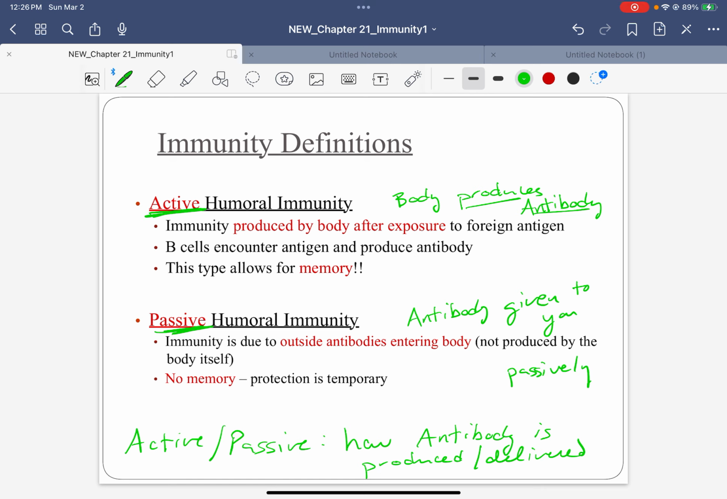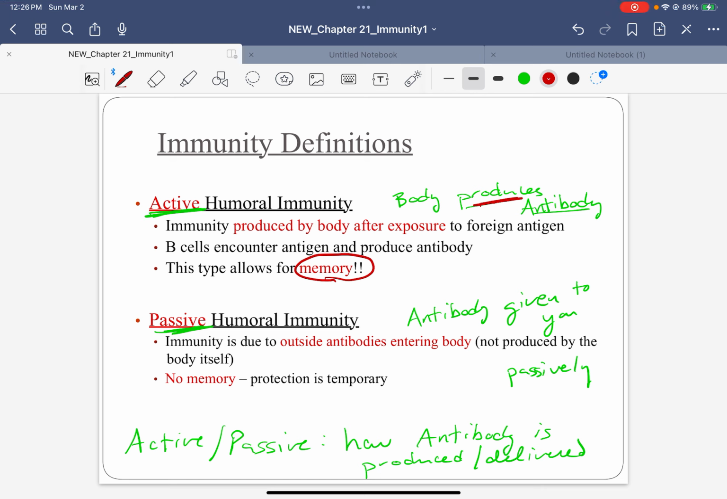So in active, your body makes the antibody. Think about a vaccine. With a vaccine, they purposely give you a little bit of a virus so that your body makes the antibody. Another example is just natural exposure. I touch a doorknob that has a virus on it. My body's exposed to that virus. In active, my body makes the antibody. Anytime your body makes the antibody, you have memory. We only have memory for antibodies when your body makes it.